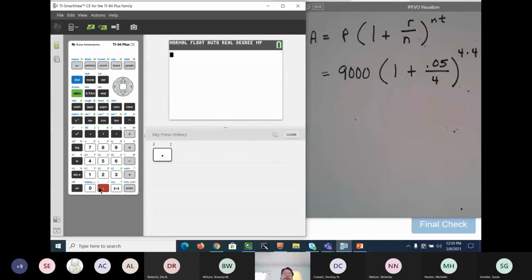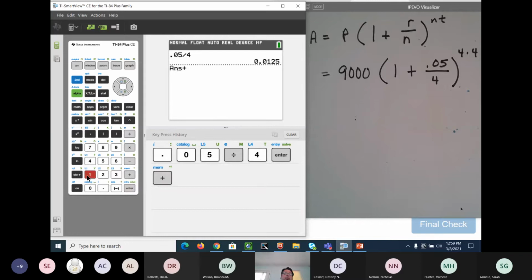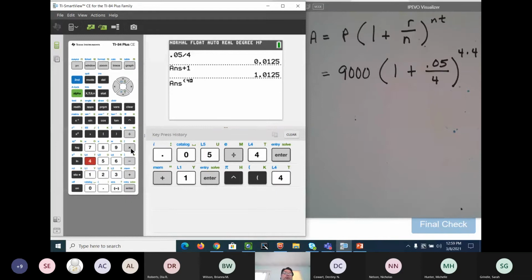So 0.05 divided by 4, enter, plus 1, enter, raised, caret symbol, parentheses, 4 times 4, close parentheses.